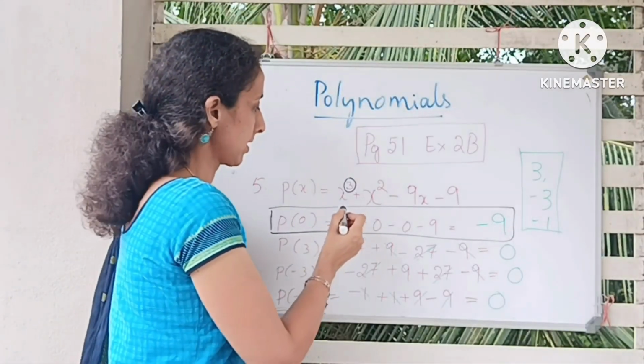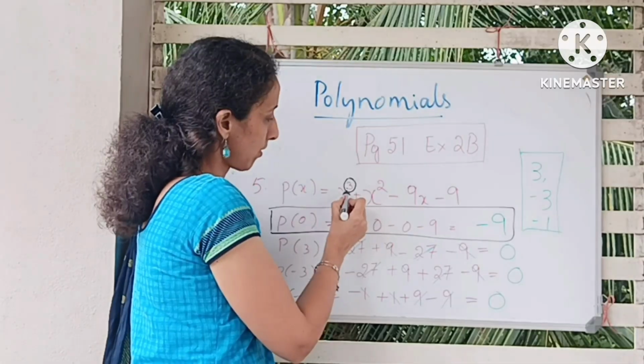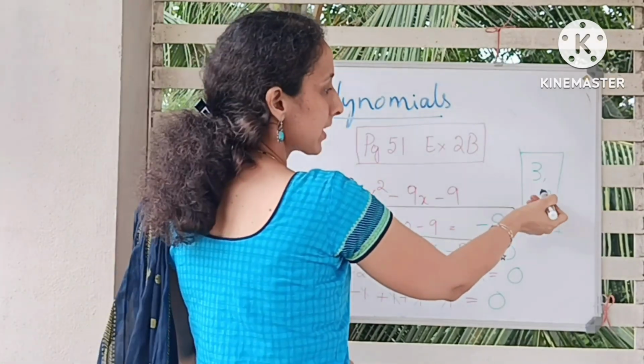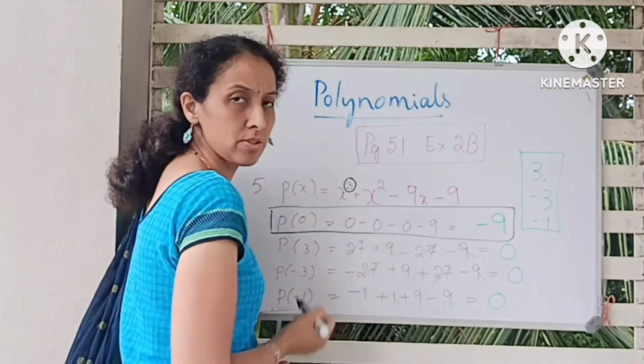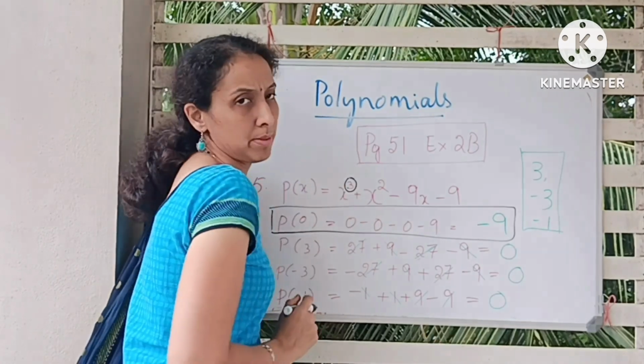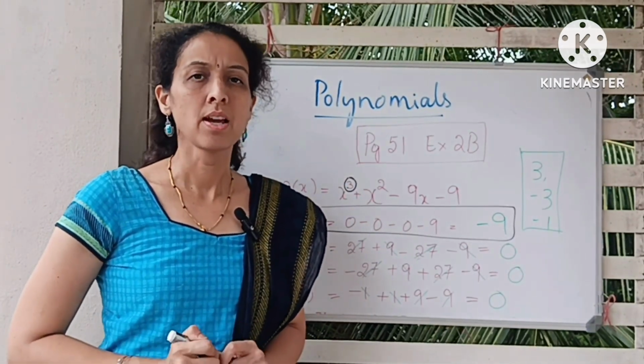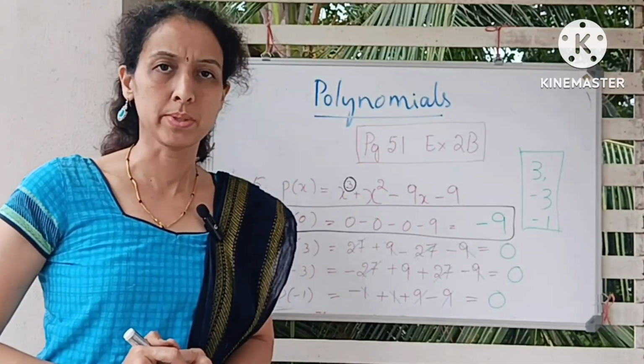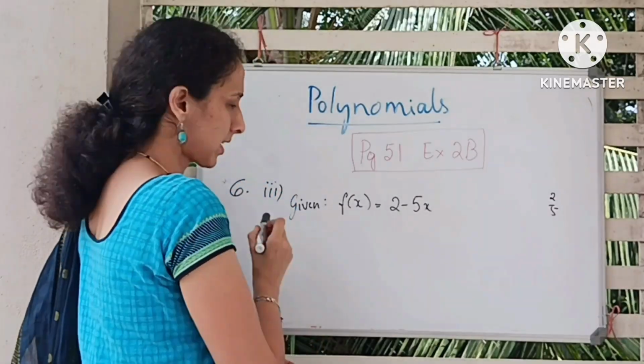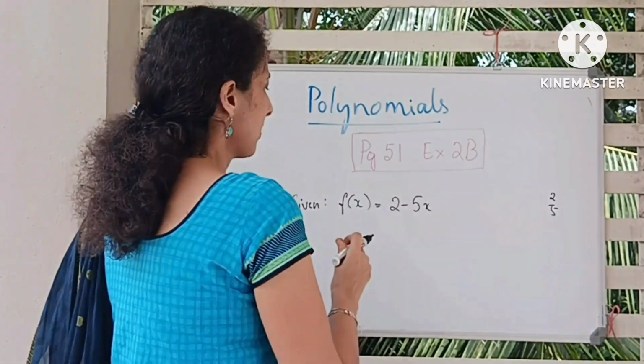We also note that when the power is 3 here, we get 3 zeros for the polynomial. That means the degree of the polynomial tells how many roots the polynomial has. I have taken the sixth main third problem.